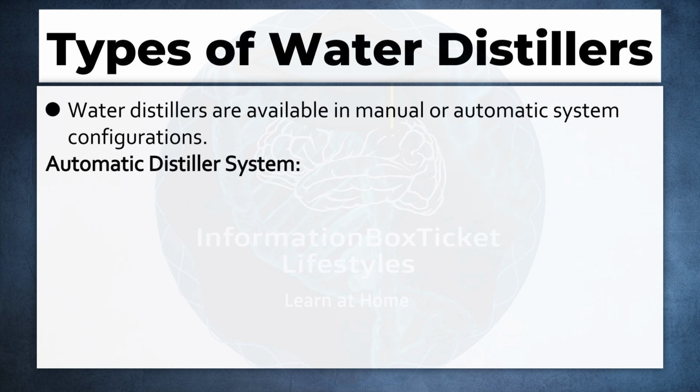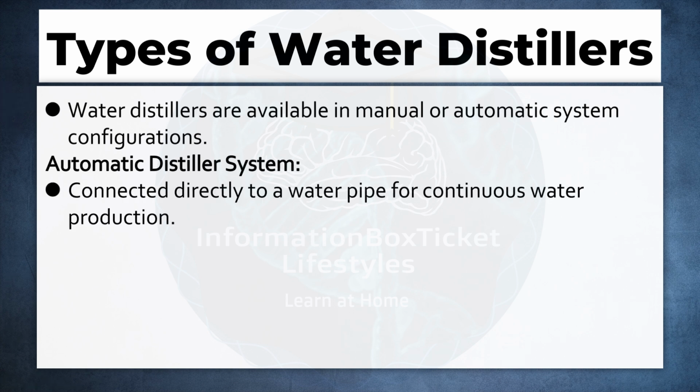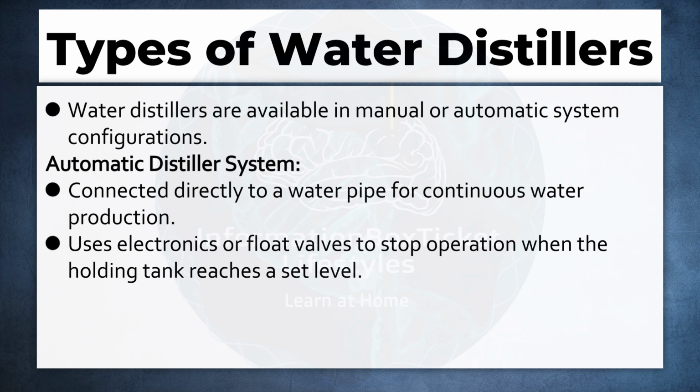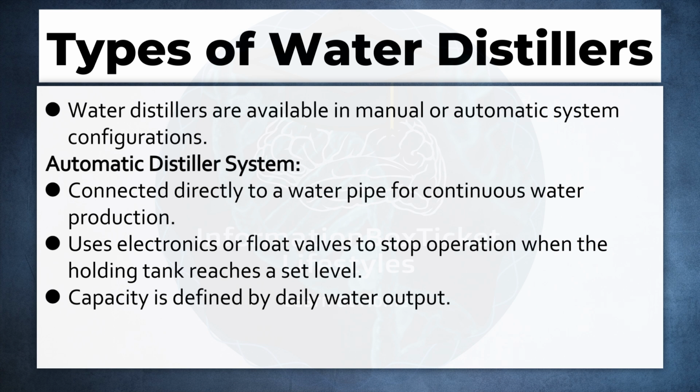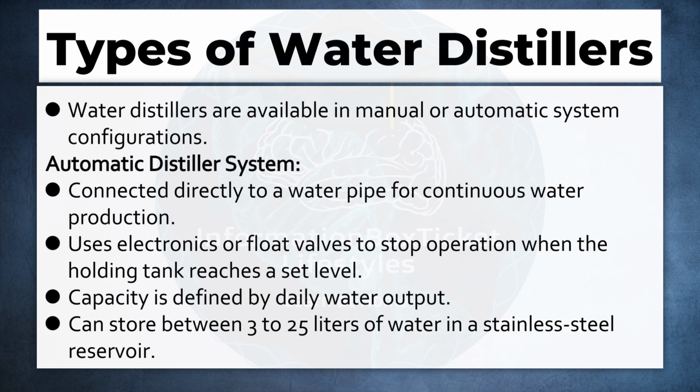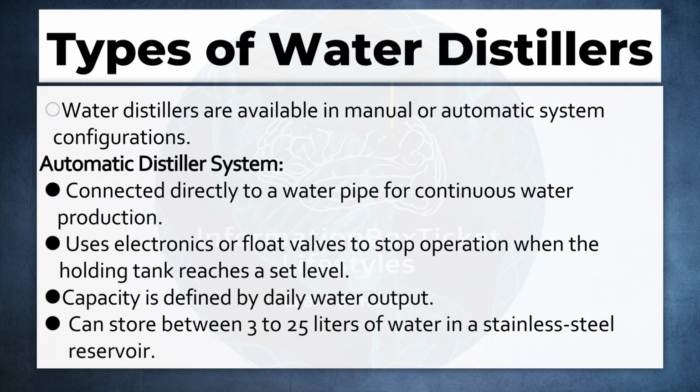Automatic distiller system, connected directly to a water pipe for continuous water production. Uses electronics or float valves to stop operation when the holding tank reaches a set level. Capacity is defined by daily water output. Can store between 3 to 25 liters of water in a stainless steel reservoir.